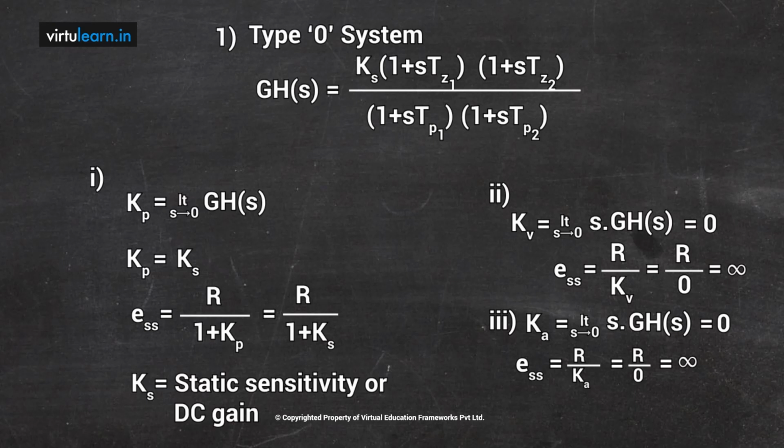R is the step magnitude. So for a unit step, R is equal to 1. The step magnitude can be anything. You can simply substitute and you can get the steady state error. Similarly, we can take the next system. Type 0 system is completed, now type 1 system.